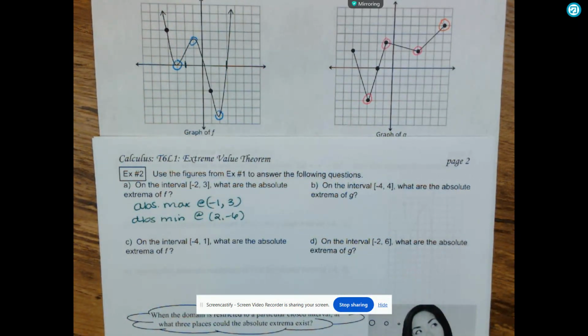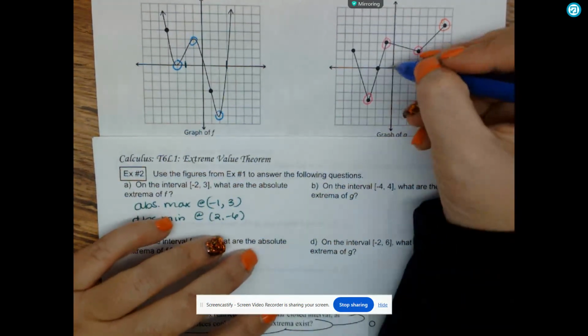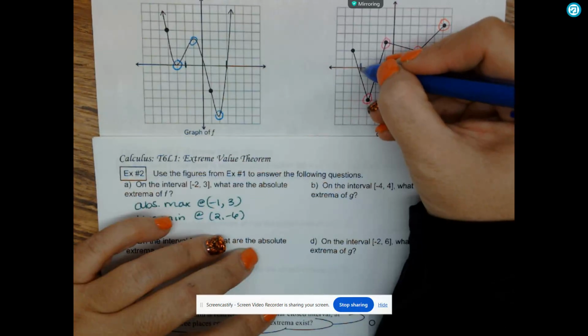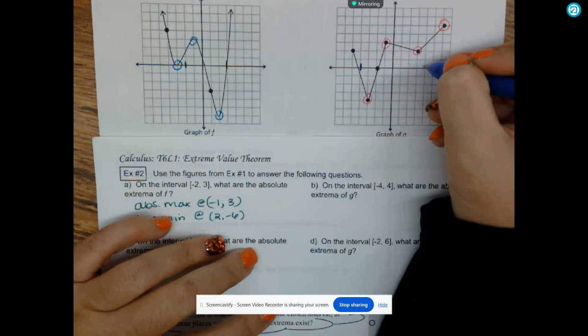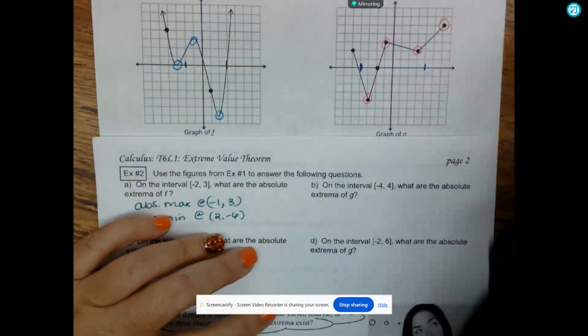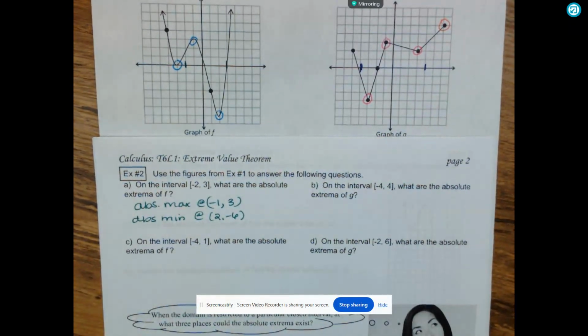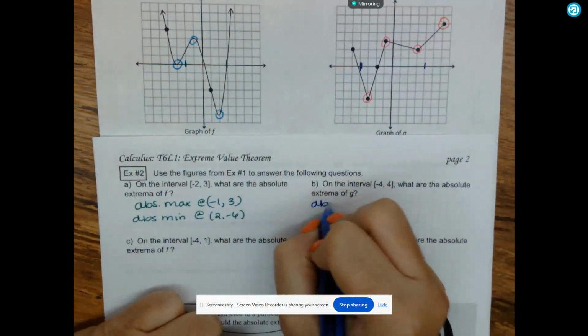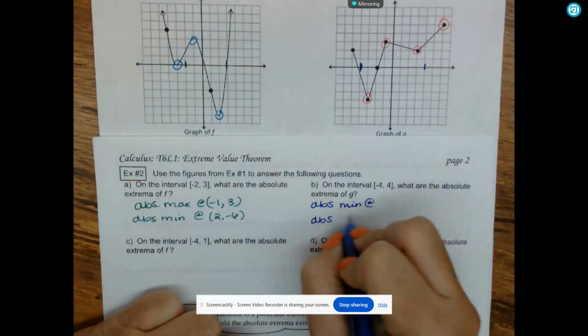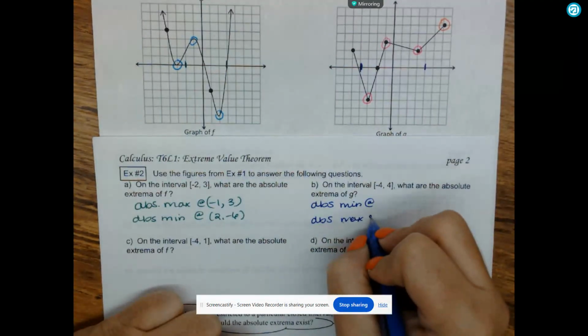All right, -4 to 4 on G. So let's look over here at G. So 1, 2, 3, 1, 2, 3. So -4, 1, 2, 3 to 4. So we're looking here to here. From -4 to 4 on G. I'll give you a second to look. So we want an absolute min and an absolute max if we have them.